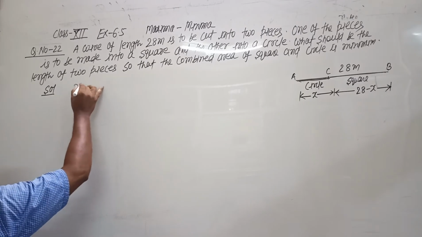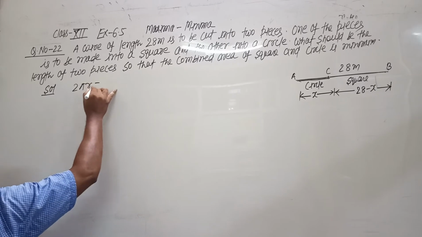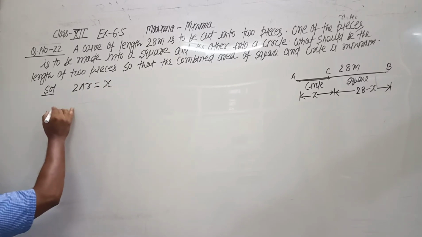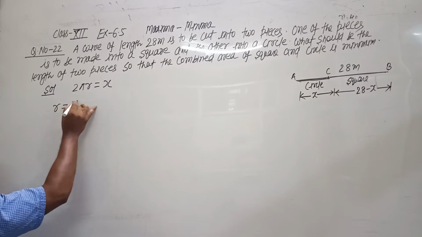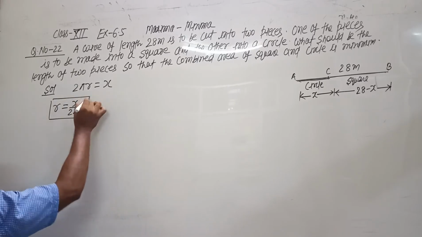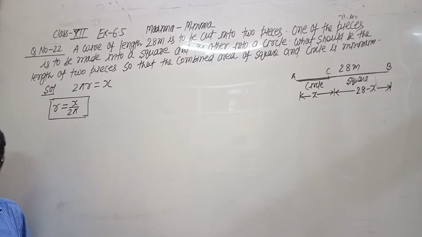So the circumference of a circle, 2 pi r equals x, and we find the value of radius r equals x upon 2 pi. This is the radius of the circle, r equals x upon 2 pi.